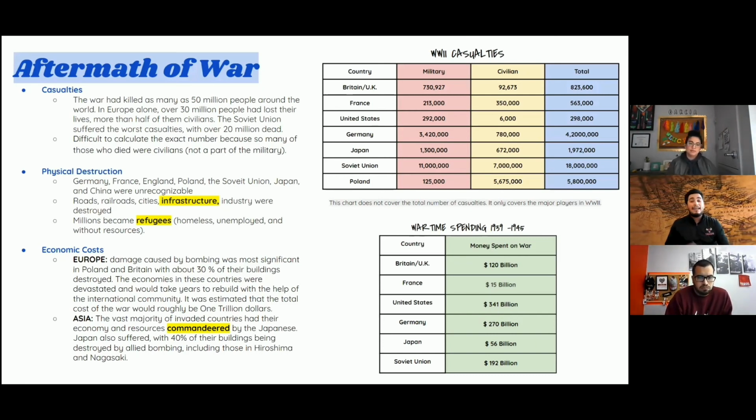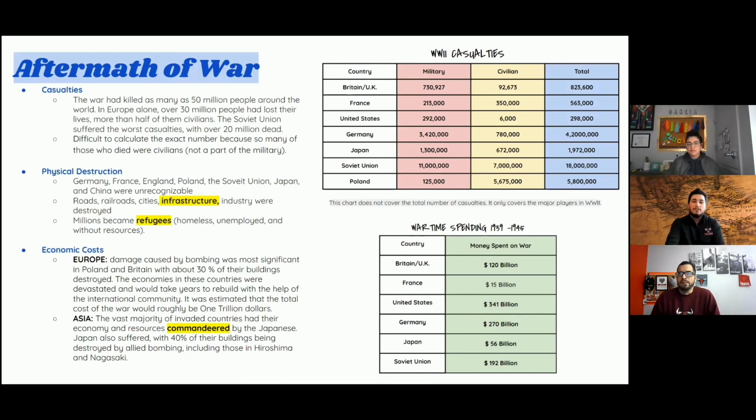Asia also had a bad experience with their aftermath. The vast majority of the invaded countries had their economies and resources commandeered by the Japanese, and Japan also suffered, with 40% of their buildings being destroyed by Allied bombings, including those in Hiroshima and Nagasaki. So both the land the Japanese took and the island of Japan were devastated after this.